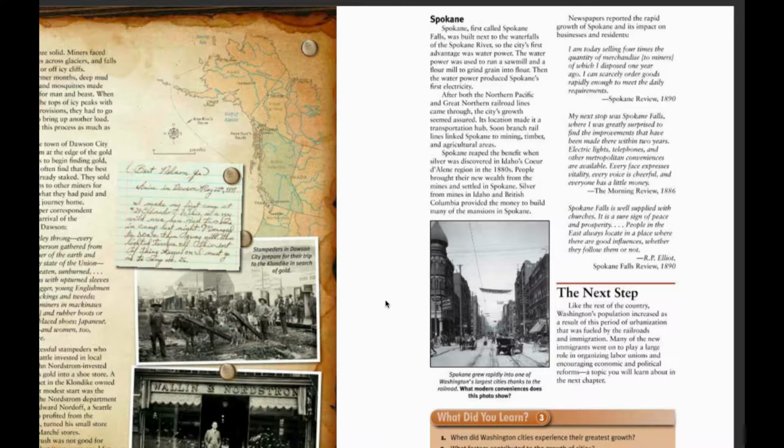But the thing that really caused Spokane to grow was the discovery of silver in the Coeur d'Alene region and also in British Columbia. Coeur d'Alene is in Idaho, and a lot of people poured into Idaho and a lot of people poured into British Columbia looking to find silver. Okay, and that silver mining, again, Spokane was similar to how Seattle was during the Klondike Gold Rush. A lot of people bought their goods in Spokane and used that as a base to go to Idaho and to go to British Columbia to try and get silver.